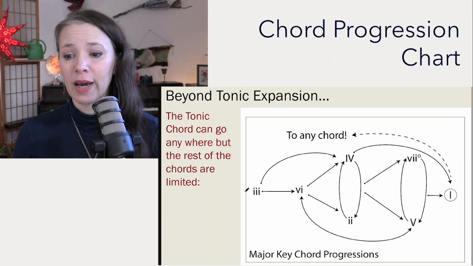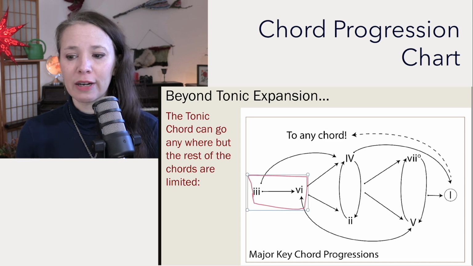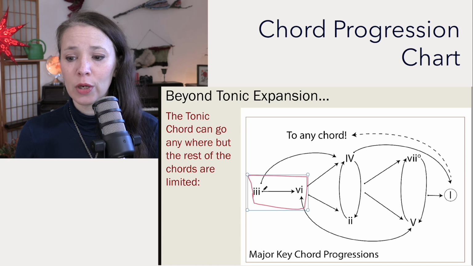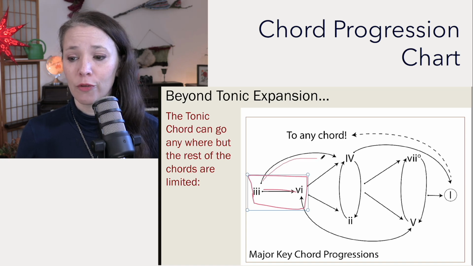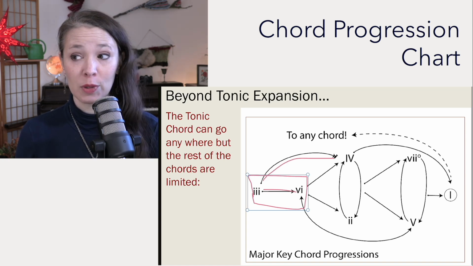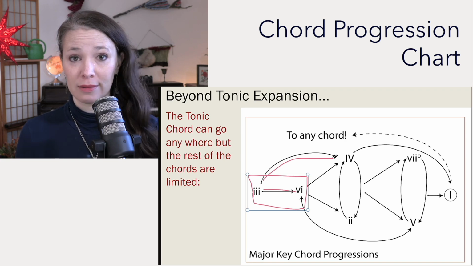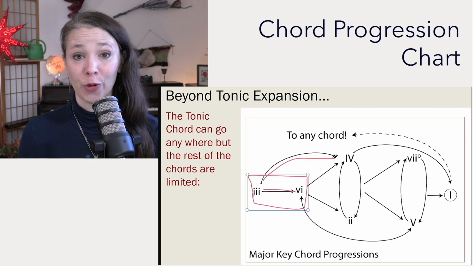So this week we've added 3 and 6, and they have very specific roles, especially the 3. The 3 can only go to 6 or 4. That's it, especially within our classical period rules. 3 can go to 6, 3 can go to 4, or it can maybe go to another version of 3, and that's it. Okay, so if you hear a 1 to a 3, it has to be followed by a 4 or a 6.